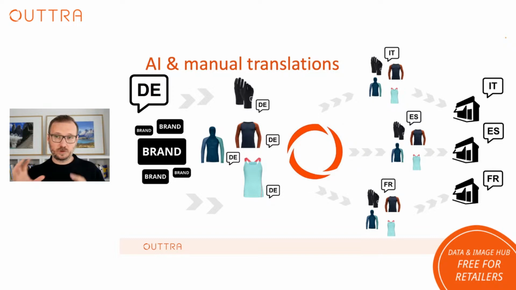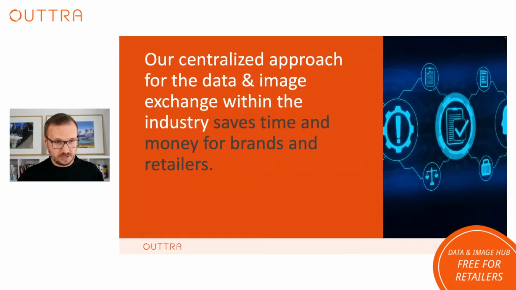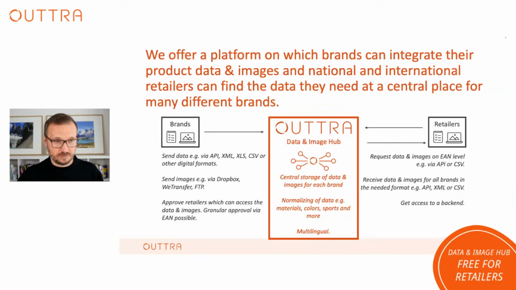That is the third thing we do with the OUTTRA Data and Image Hub, which is the AI and manual translations. And all this together is a centralized approach for the data and image exchange within the industry. And this will save time and money for brands and for retailers. The platform looks kind of like this.